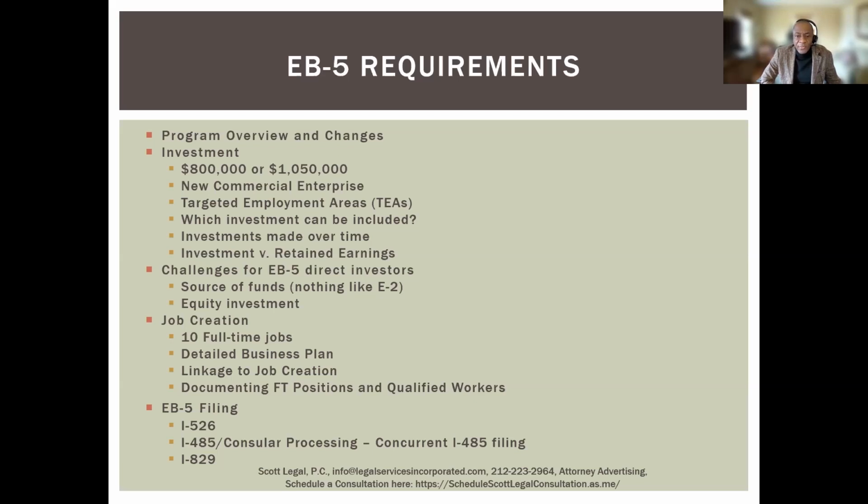In terms of the difference in the investment amount, the 800,000 would be invested if the business was located in what's called a targeted employment area, which is an area that has an unemployment rate of 1.5 times the national average. So the TEAs, or targeted employment areas, are going to change. The 800,000 would also work if the business was located in a rural area, and the investment is made in what's called a new commercial enterprise, which is really an enterprise that was started after 1990.